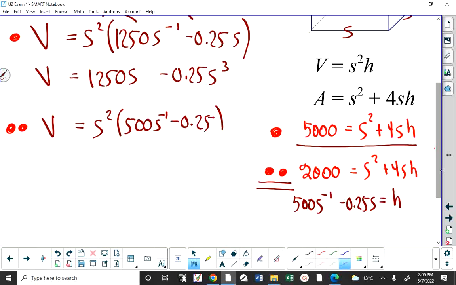And we can multiply that through and get v equals 500s minus 0.25s, minus 0.25s cubed. Look, there's not much left to this question. If you're looking at version 1, you now have to differentiate this equation. This one right here.